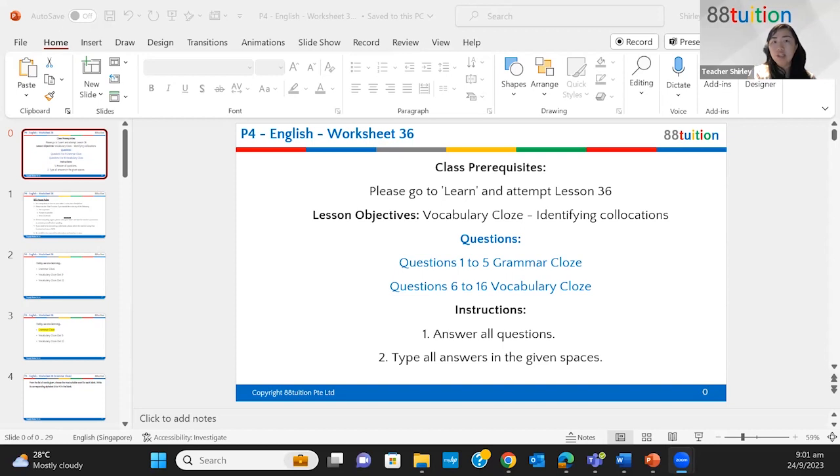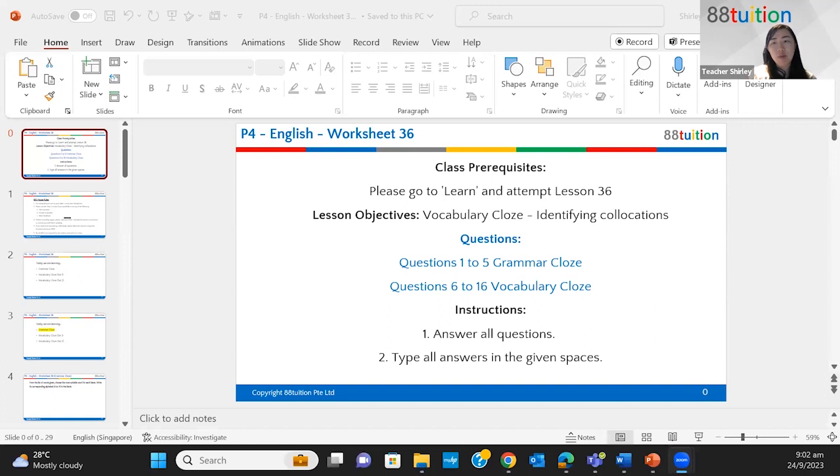So PSLE English, in terms of grammar cloze, there are going to be 10 questions. Okay, just to get you familiarized. All right. For grammar cloze, there are 10 questions. For vocabulary cloze, actually, there are not so many questions. That's one. And also for vocabulary cloze, for PSLE, there are no helping words. Okay. So you still have to get used to it.